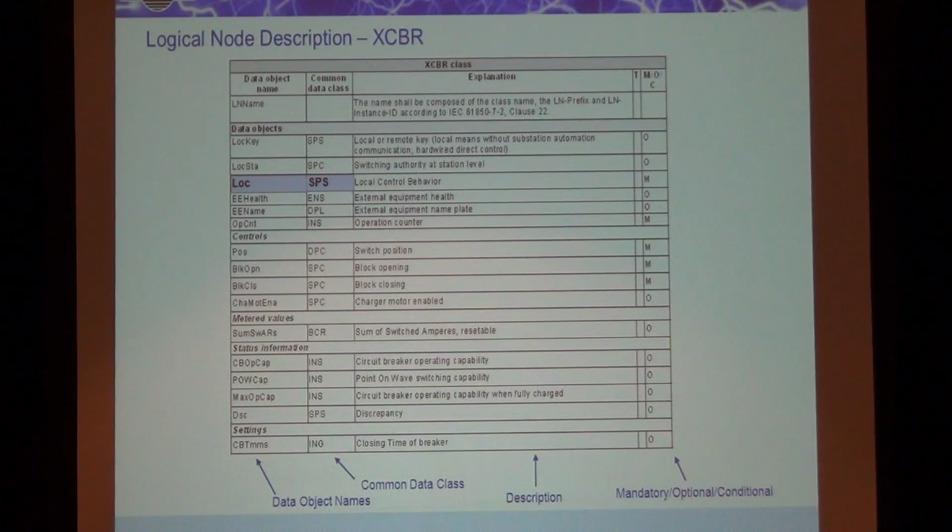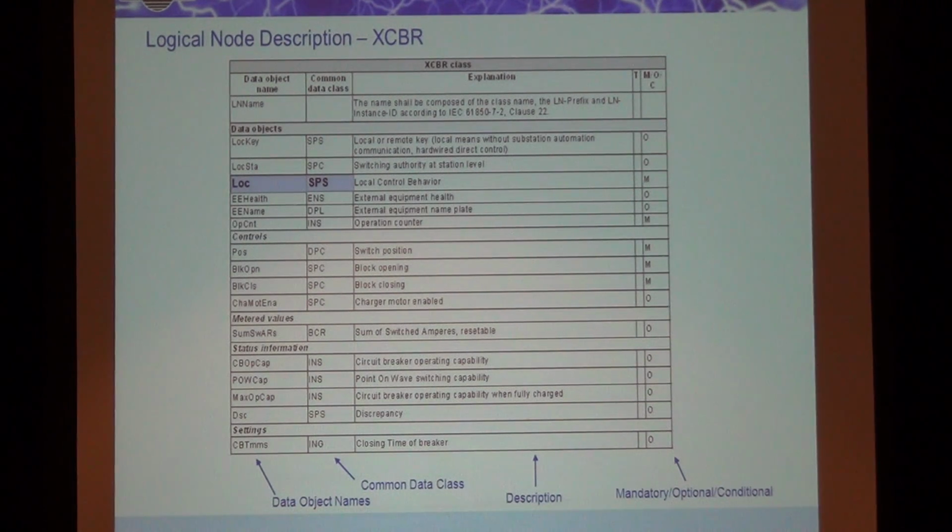In this case here, we're looking at the circuit breaker logical node. In a circuit breaker logical node, you've got a local remote key switch that tells you whether it's in the local mode or the remote mode, whether switching authority is enabled at the local station level. You have the local control behavior, what the external equipment health is, if there's external equipment associated with that. You've got position controls, position, whether it's blocked open, blocked closed, etc. These are all organized, as we talked about before, in the common data classes.